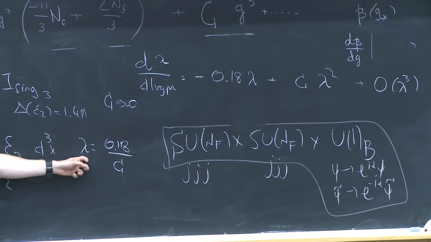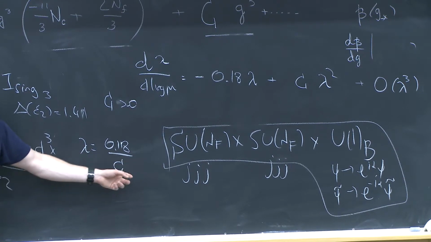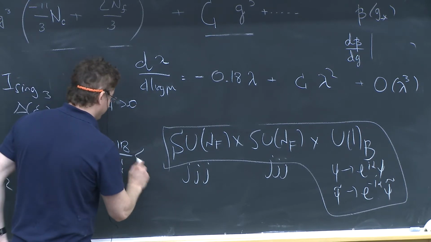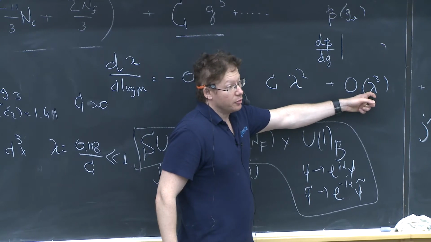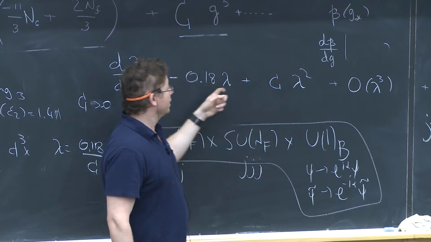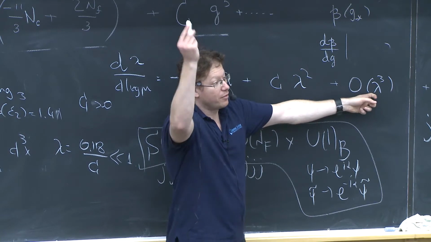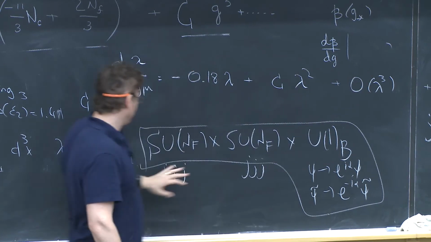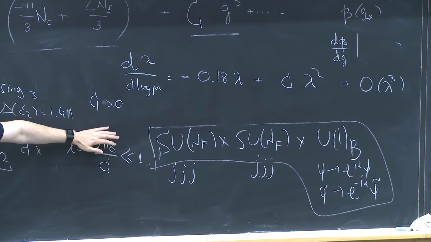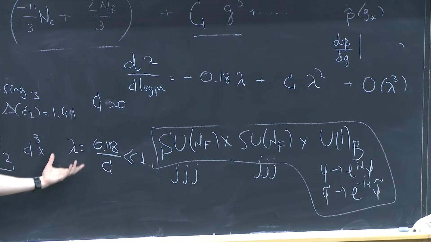It would be a stable fixed point, and lambda would be small. If C is 3, this is a small number, like 0.06. Then the higher order corrections would be negligible. You cancel the one-loop piece against the tree-level piece, and the next term is like 0.06 to the power 3, so that's completely negligible and you can forget about it. Then you can establish with a high level of confidence the existence of a fixed point at positive non-zero lambda.